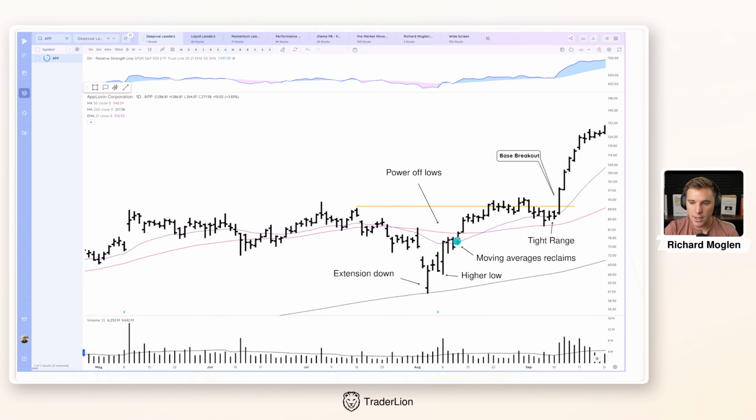So this is another great example, a template to think about and study, especially with regards to a failed breakout that resets at the 21 EMA. That's a variation of trading a base breakout that is really effective, especially in a little bit choppier environments.